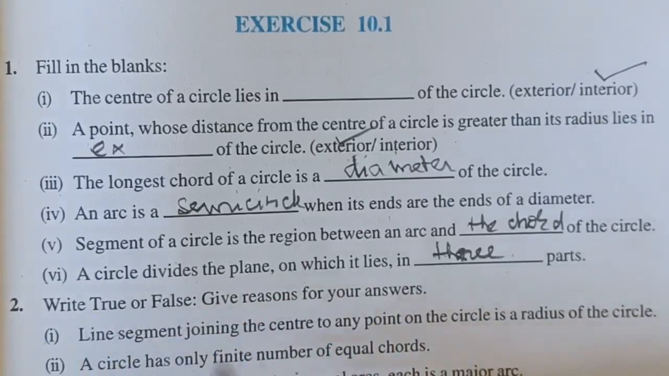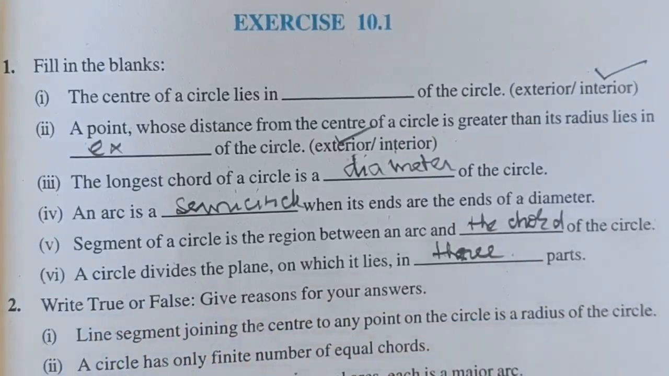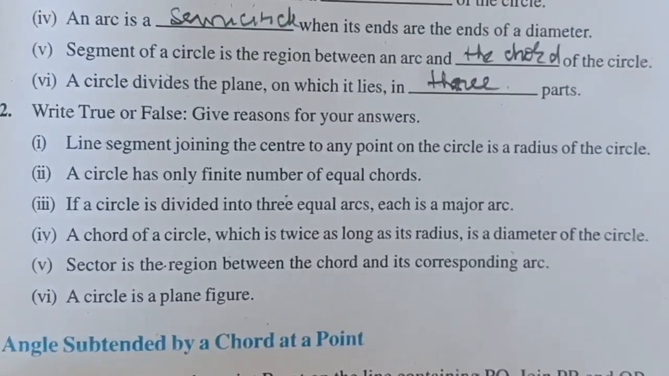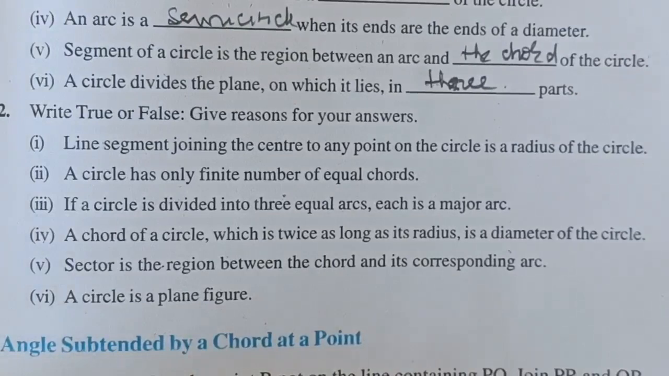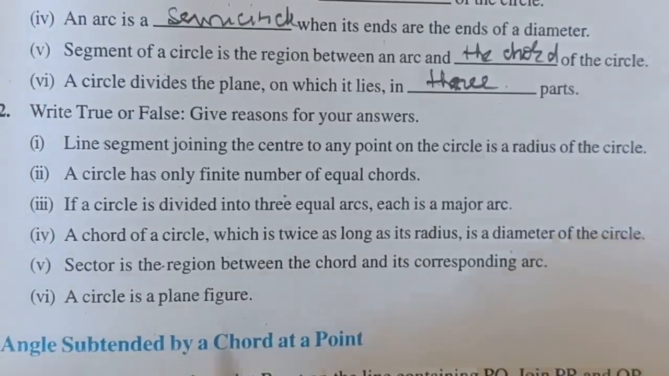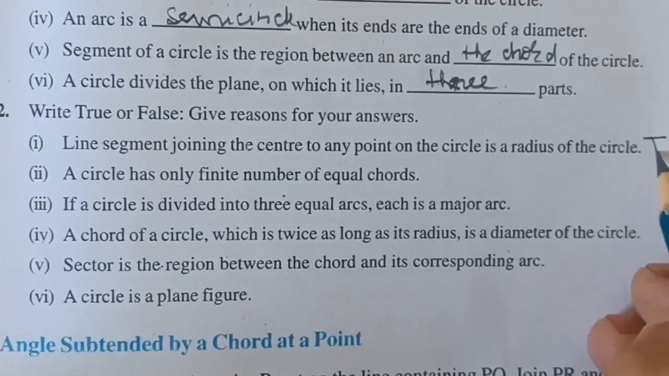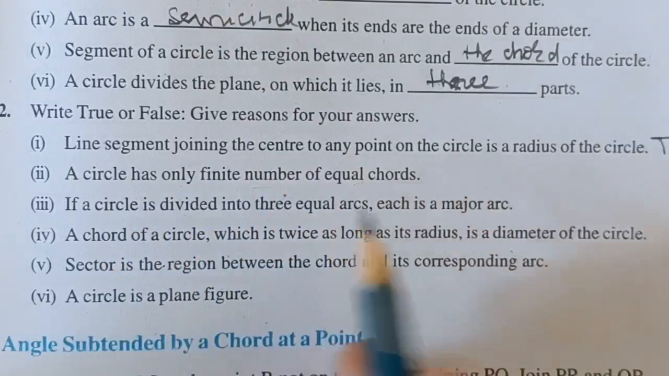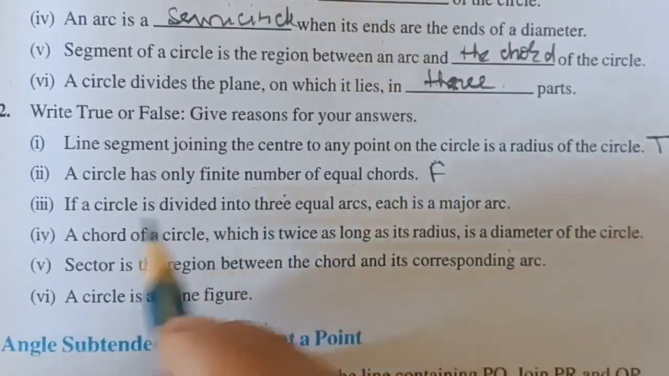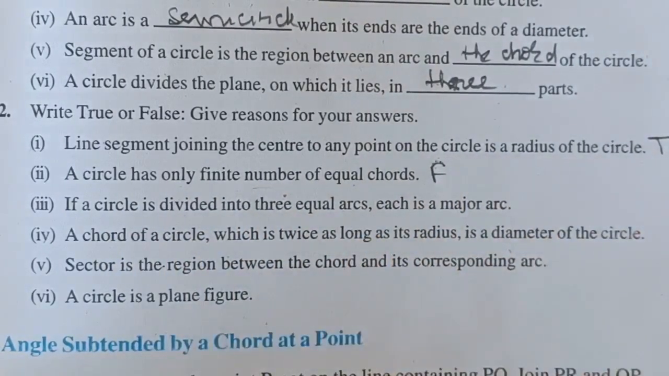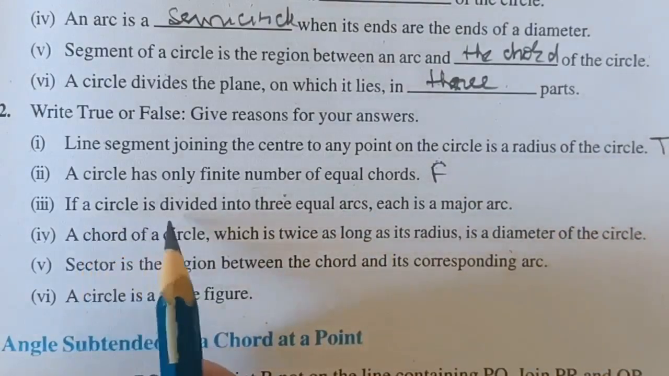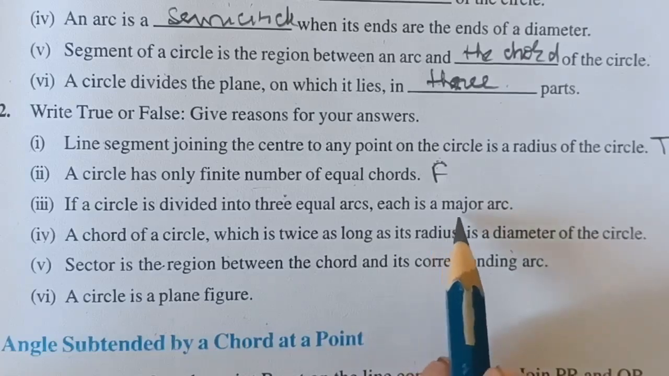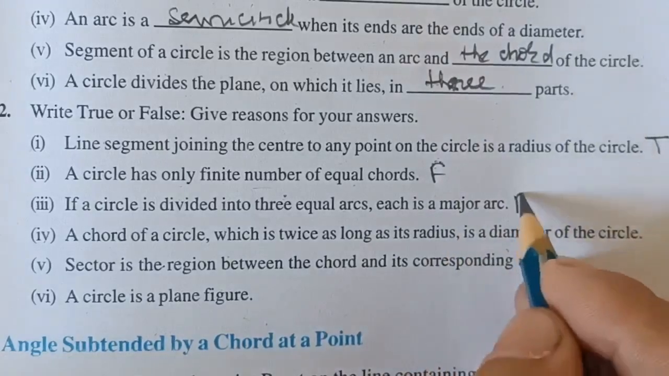Write true or false, give reason for answer. Question number 2. The first statement is: line segment joining the center to any point on the circle is a radius of the circle. This is true. A circle has only a finite number of equal chords. This is false. We can have infinitely many equal chords. If a circle is divided into three equal arcs, each is a major arc. This is false.